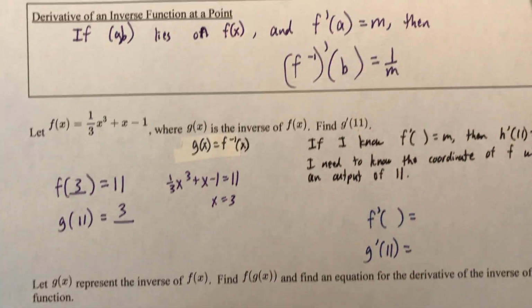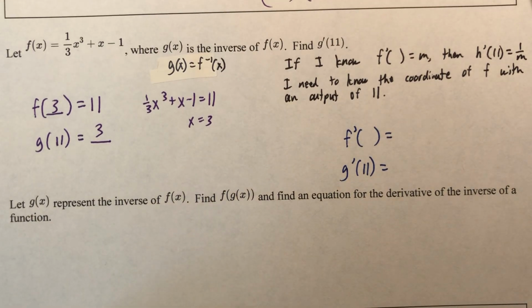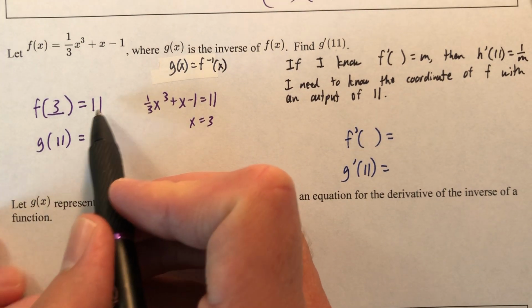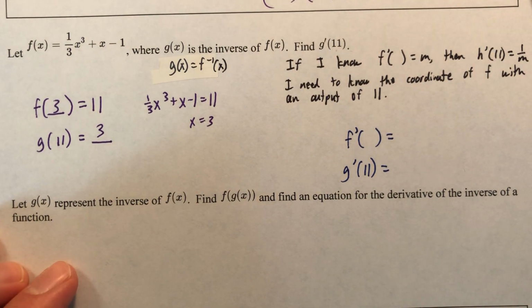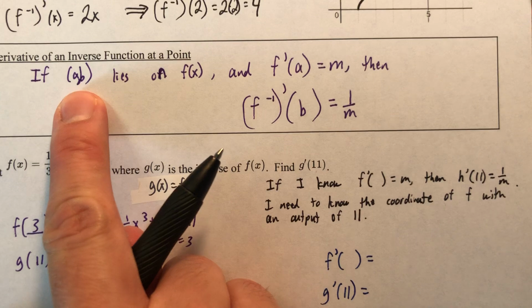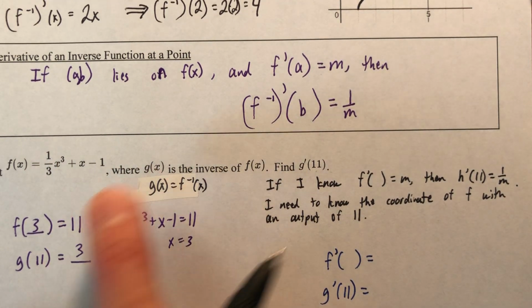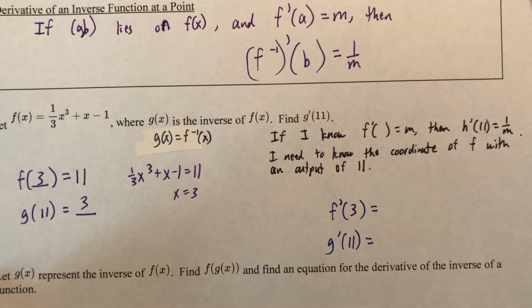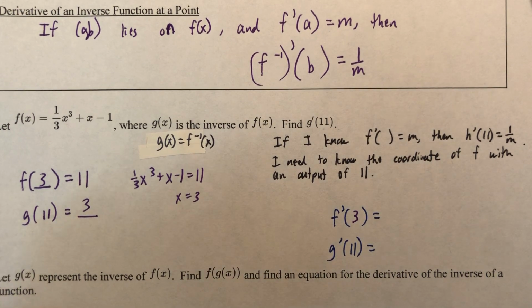This is that whole idea that if (a, b) is on the graph of f, then (b, a) is on the graph of f inverse. So if an input of 3 gives me an output of 11 on the original function, then an input of 11 gives me an output of 3 on the inverse. I also know that if (3, 11) lies on f of x, and f prime of 3 is equal to something, then g prime of 11 is going to be the reciprocal of that something. Let's find this.